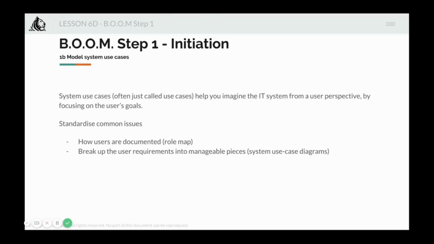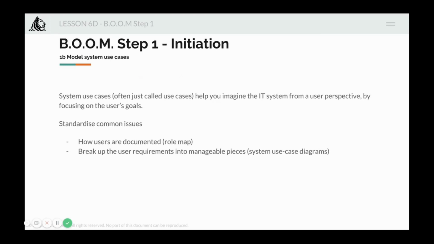So system use cases help you imagine the IT system from a user's perspective by focusing on the user's goal. Okay, and you would want to standardize the common issues of the users here. So you would want to standardize how users are documented, that is a roadmap, and you will break up the user requirements into manageable pieces, which you do by using system use case diagrams, which are very similar to business use case diagrams. I'll just talk about them in a minute, right?